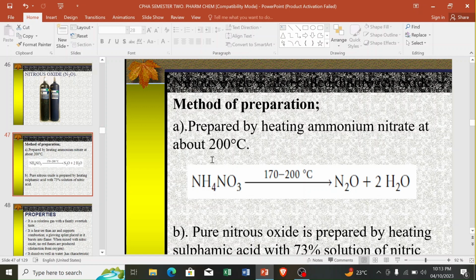One is preparation by heating ammonium nitrate at about 200 degrees centigrade. So we heat ammonium nitrate. This is ammonia and then this is a nitrate. So when we have these two compounds combined, we see this is ammonium nitrate.